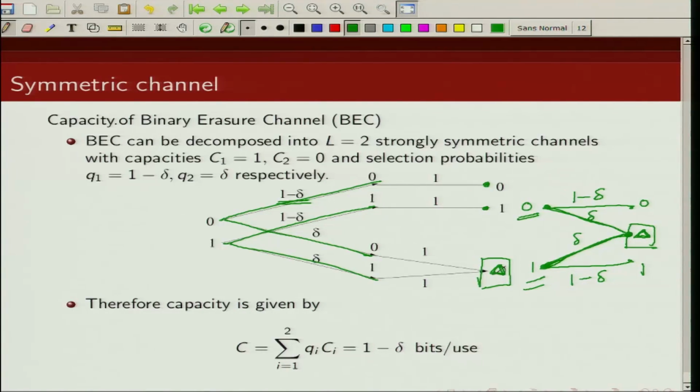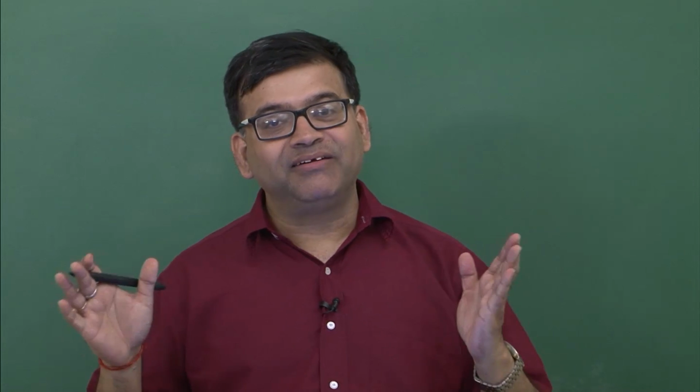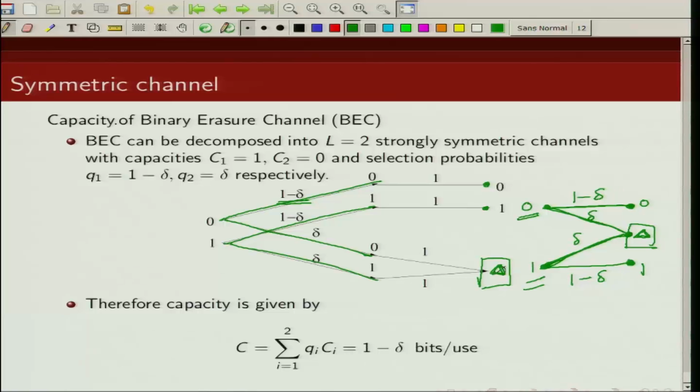Whether you consider this input or this input, both have the same dispersion. And similarly, for this particular channel which consists of output symbols 0 and 1, I can reach 0 with probability 1 minus delta, and from here 0 probability. Similarly, I can reach 1 with 0 probability here and 1 minus delta. So, they have the same dispersion. That means I can find out the selection probability. So, I will select this channel consisting of 0 and 1 with probability 1 minus delta, and I will select this channel which has this erase state with probability delta.